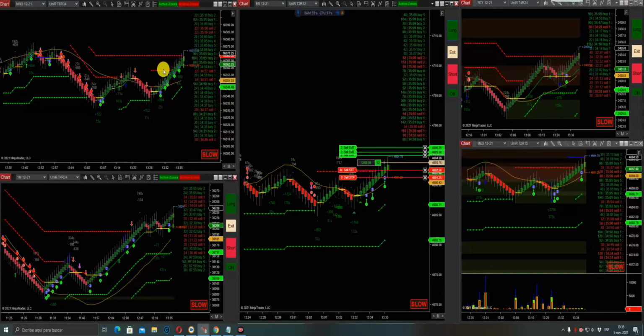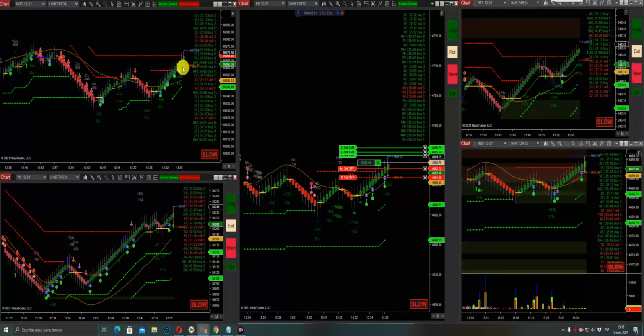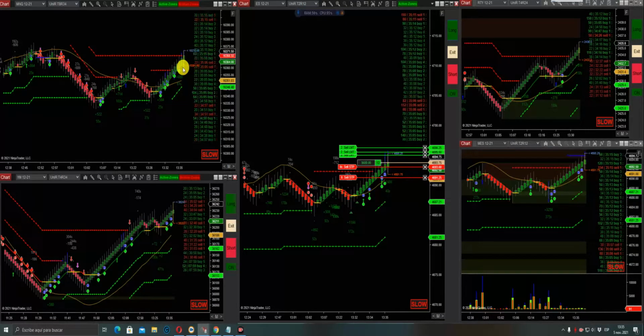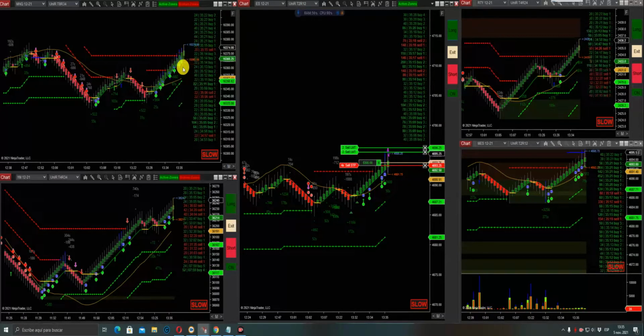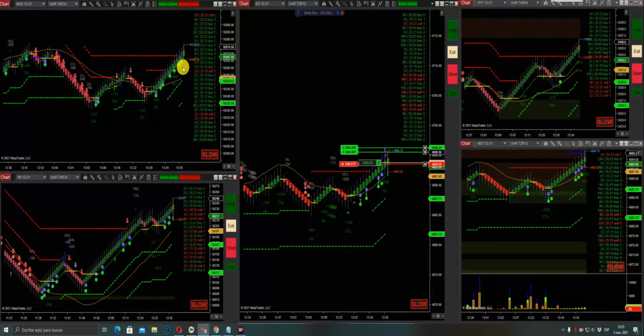As you can see, this is the last trade, guys, that I did in the close. You should have seen this market over here. You see that time and sales, all green. The Nasdaq breaking the ATR. So this is what we are looking for, guys.